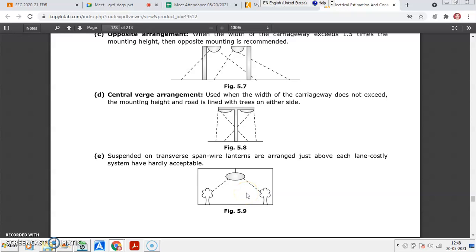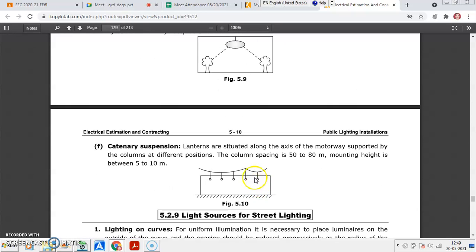Then suspended and transverse. Here you may not have any lamp pole provided. This is a suspended arrangement, where transverse span wires are arranged just above the lane. This is actually a costly system and normally not used, but you may use it in tunnels. If your road is going through a tunnel, you do this type of arrangement.